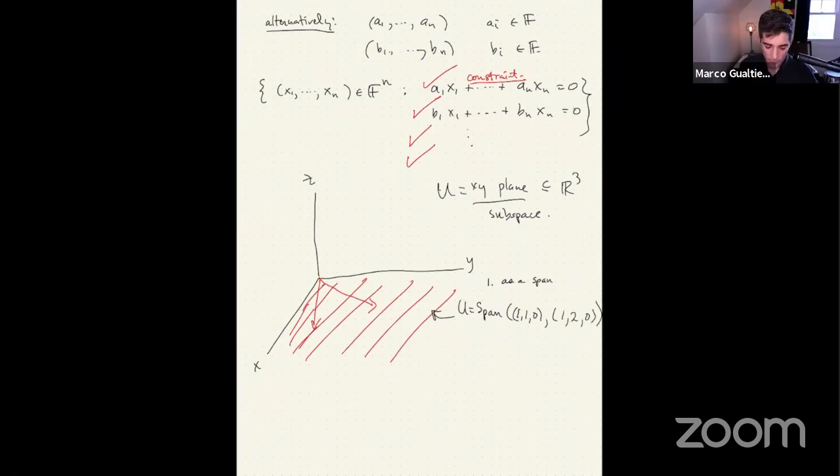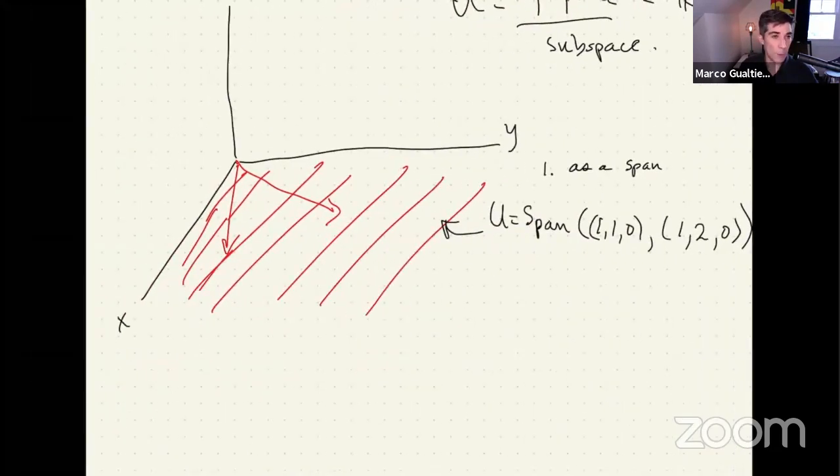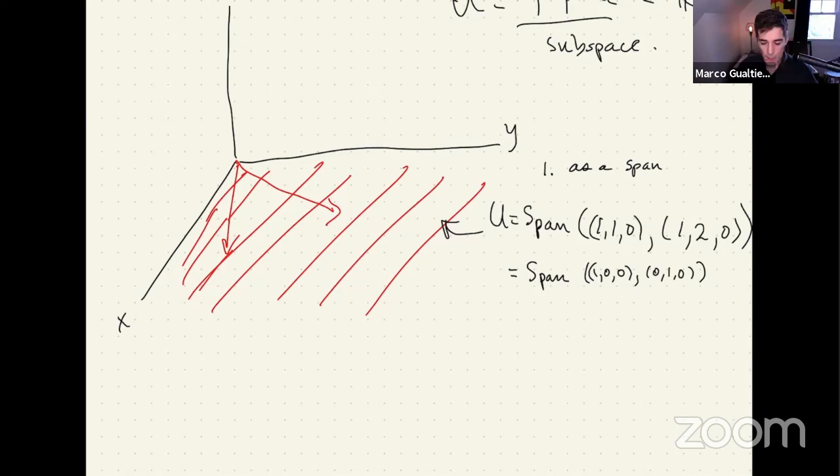You may think that my choice of spanning list is a bit weird. You might prefer, for example, 1, 0, 0 and 0, 1, 0. Maybe you prefer that spanning list, but there's no reason why we should prefer one over the other. Okay, so in order to give this data, what did I need to give? I needed to give the following numerical data. This has to be input into the computer somehow.